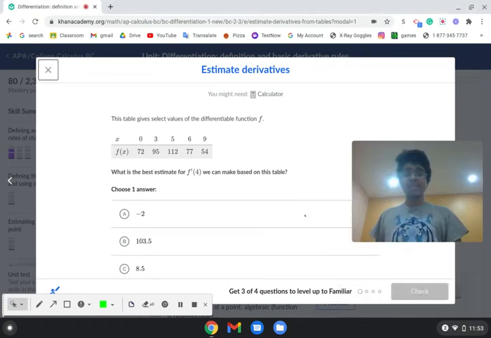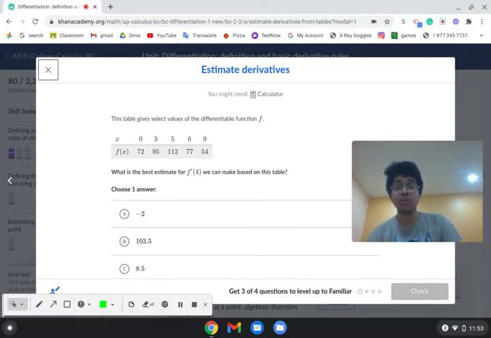Okay, so what's the best estimate for f prime 4 we can make based on this table? So f prime 4 is the derivative when x equals 4 of the function f. So we're trying to estimate the derivative when x equals 4. And we can do this when we're given a table by seeing where the 4 would go. So the 4 would go in the middle of 3 and 5.